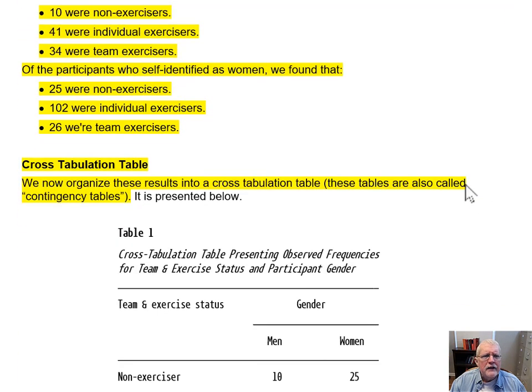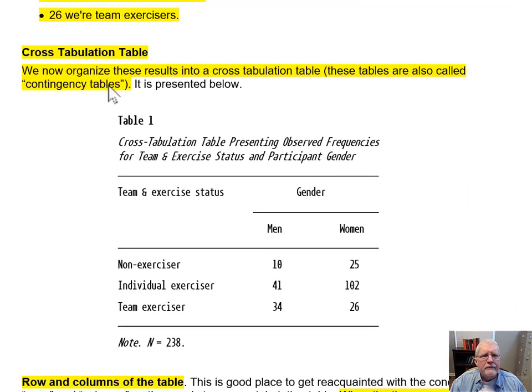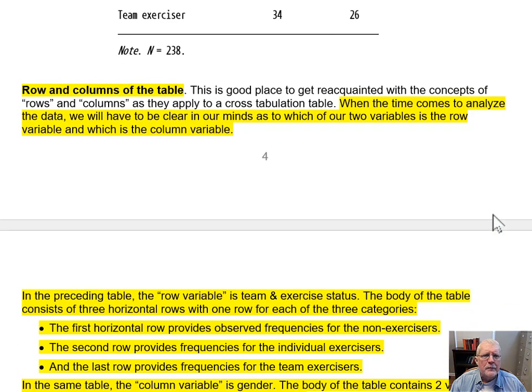I am still on page 4. And we have the cross-tabulation table. Organize the results into a cross-tabulation table, also called a contingency table. Here it says cross-tabulation table, presented observed frequencies for team and exercise status and participant gender. Notice this is a table that has 3 rows running horizontally and 2 columns running up and down. What is this all about?